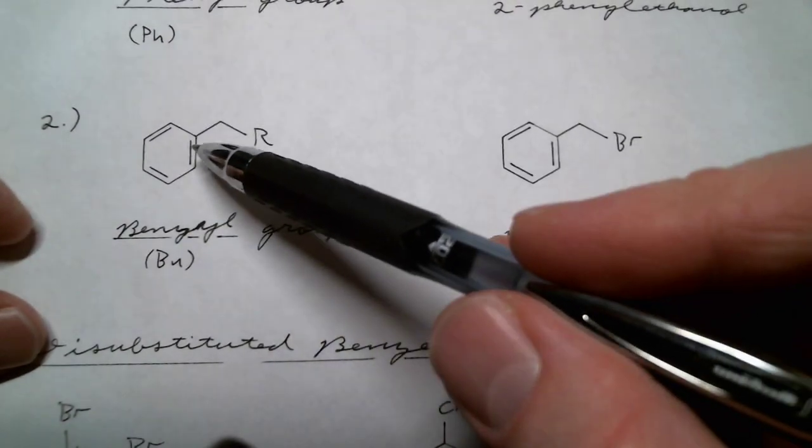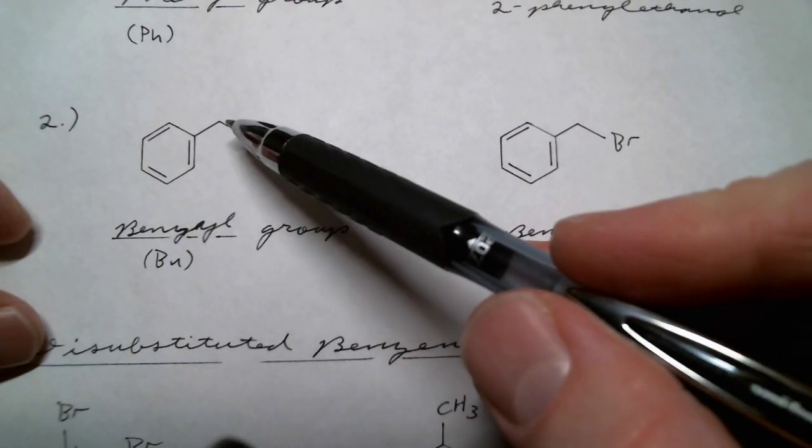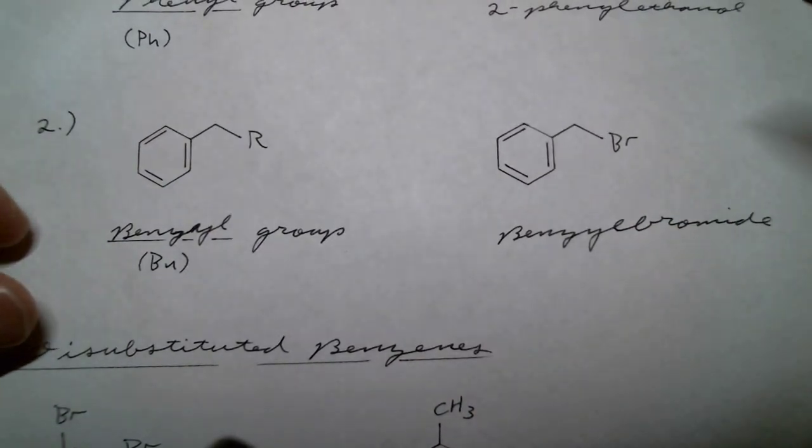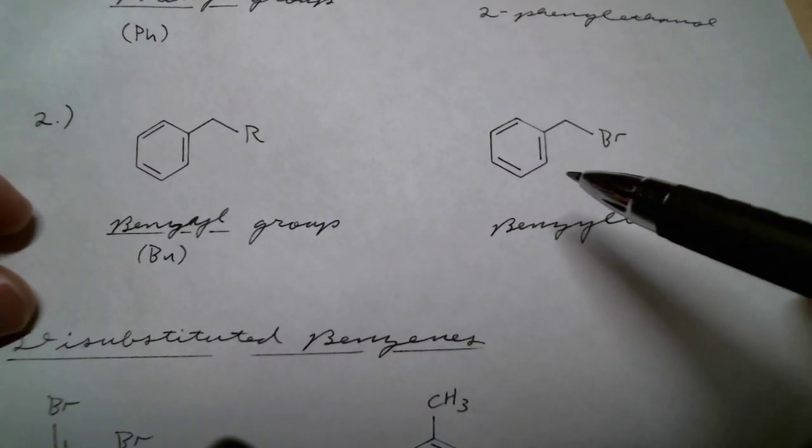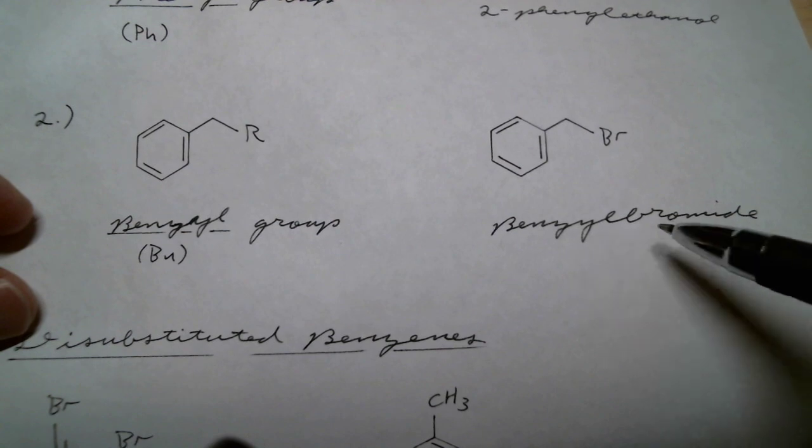And so what is a benzyl group? It's basically a phenyl ring attached to a CH2 that's bonded to some R group. And sometimes we abbreviate that as Bn. So this would be called benzyl bromide.